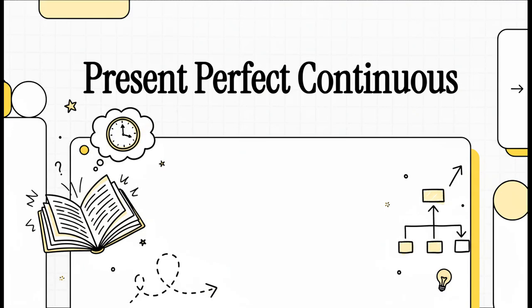Hey there! You ever get stuck trying to talk about something that started in the past, but it's still kind of happening, or you can still see the results right now? Well, English has the perfect tool for that, and it's called the present perfect continuous. It sounds complicated, I know, but trust me, by the end of this, you're going to be using it like you've known it your whole life. So, let's jump right in.